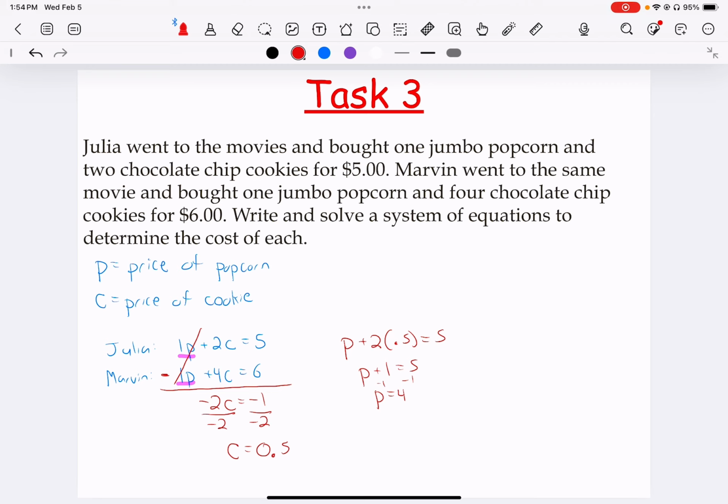And since it's a word problem, I'm going to give a word answer and say cookies cost 50 cents each, and the popcorn costs $4 each.